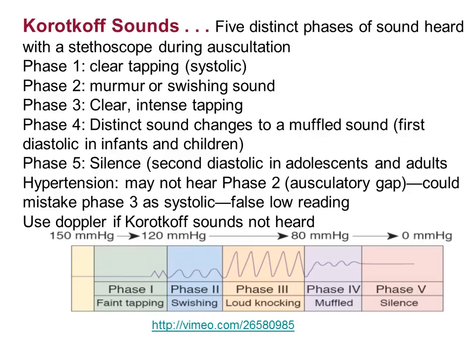Hypertension: if the patient has hypertension, you may not hear that phase 2, and this is called your auscultatory gap. And if they do have hypertension and you miss that phase 2, then you could make a mistake and think that phase 3 is systolic, and then you would have a false low reading. Use your Doppler if Korotkoff sounds are not heard.